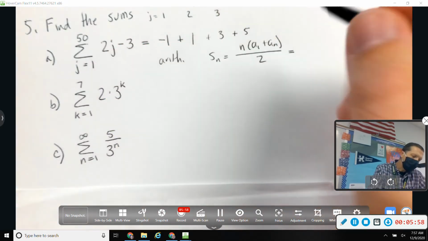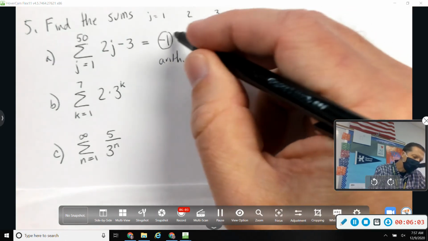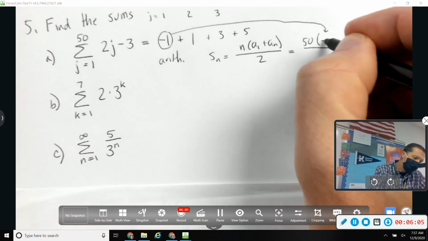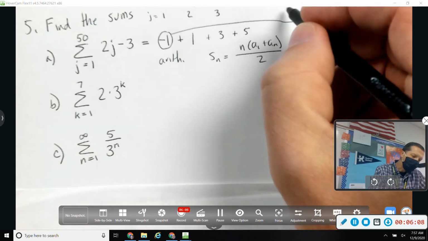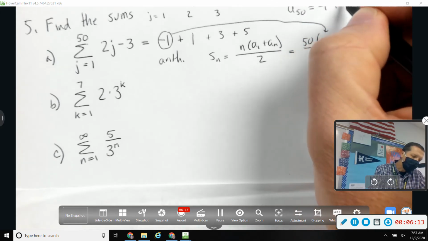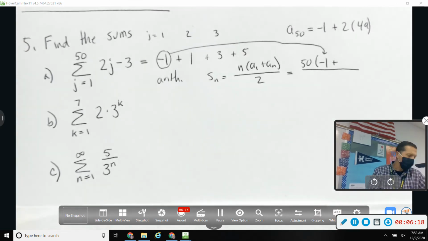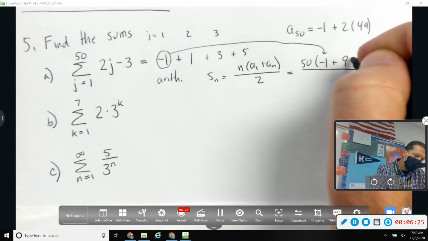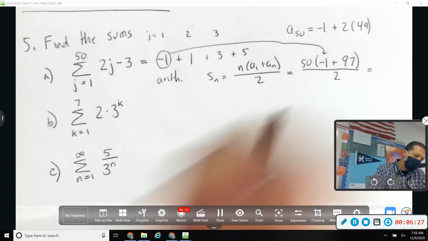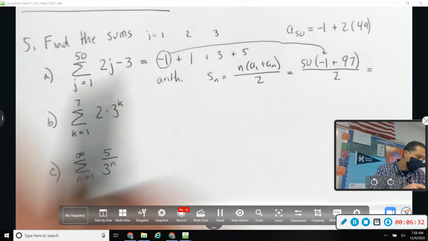Well, from 1 to 50, that would be 50 terms. The first term we already got, that's -1. The 50th term I don't have, but I can figure that out. -1 plus 2 times 49, because we'd be 49 steps away from our first term. -1 plus 98 would be 97, all over 2. So 96 times 25 is 2400.